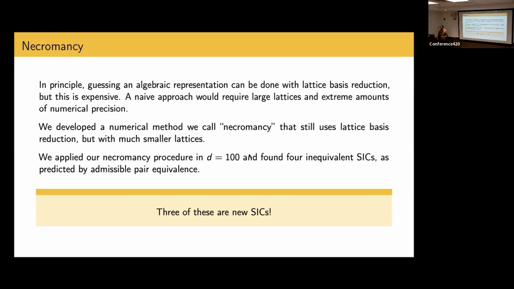But we applied this necromancy procedure, avoiding using lattice basis reduction on very large lattices, which it would need very naively. And we were able to do it and construct 3 new SICs in dimension 100. So it's kind of a miracle.